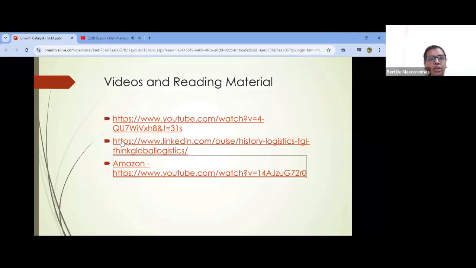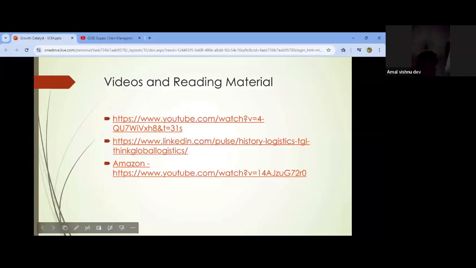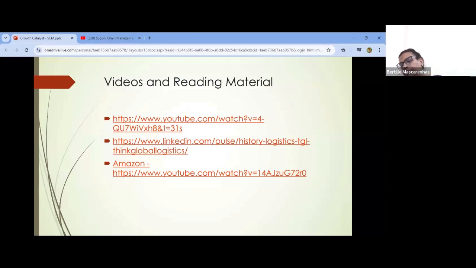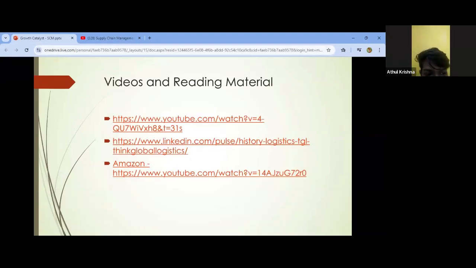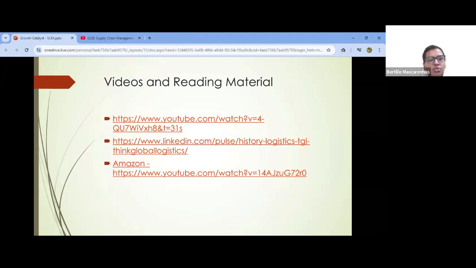Was that a little bit clearer? Can anyone now explain what is the supply chain? What is supply chain management? Atul, what is supply chain management? Supply chain management is managing the process of goods and services in the flow of transforming raw material to the final product. What are the stages involved?